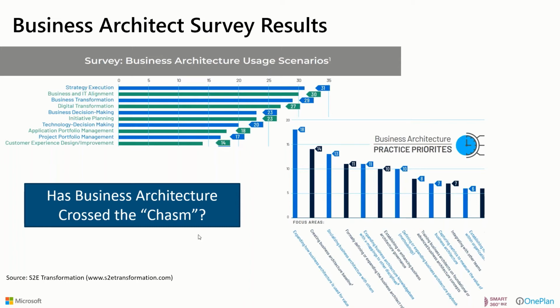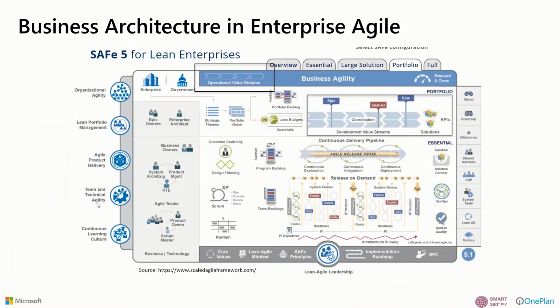The statement is, have we crossed the chasm with business architecture? I would say yes, and I'll show in a second why. There's convergence of a lot of different frameworks, of a lot of different best practices that are really leading all organizations to define their business architecture.